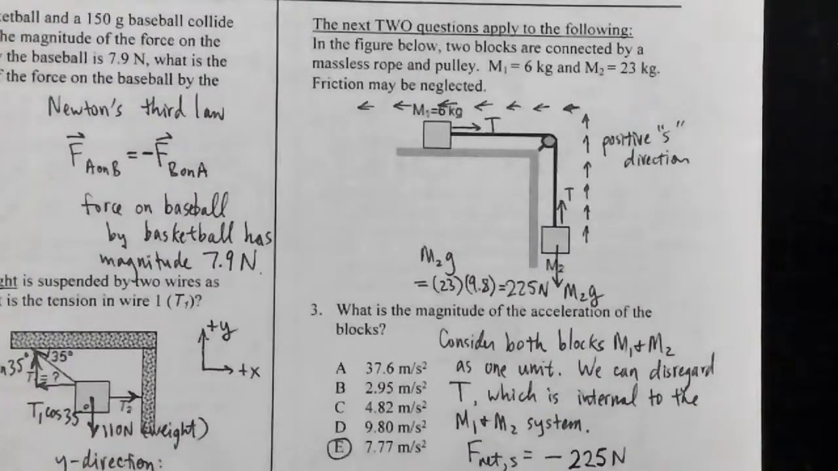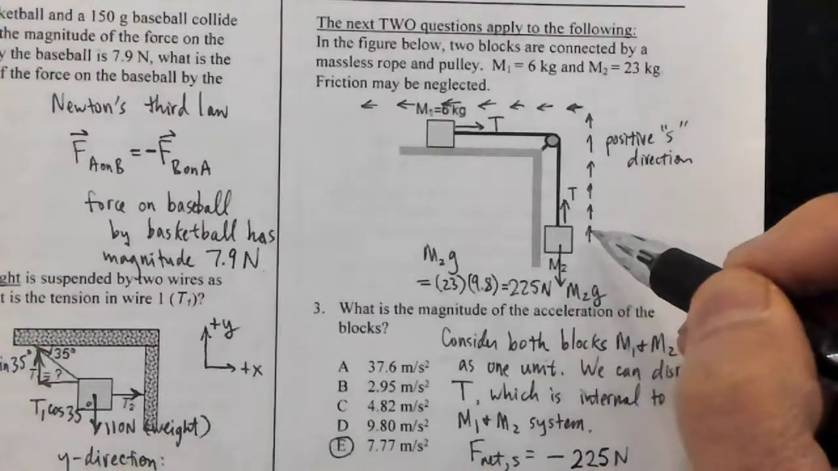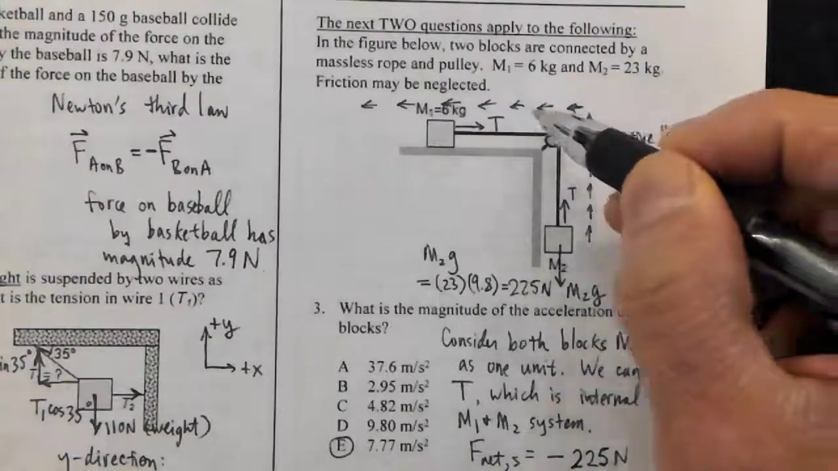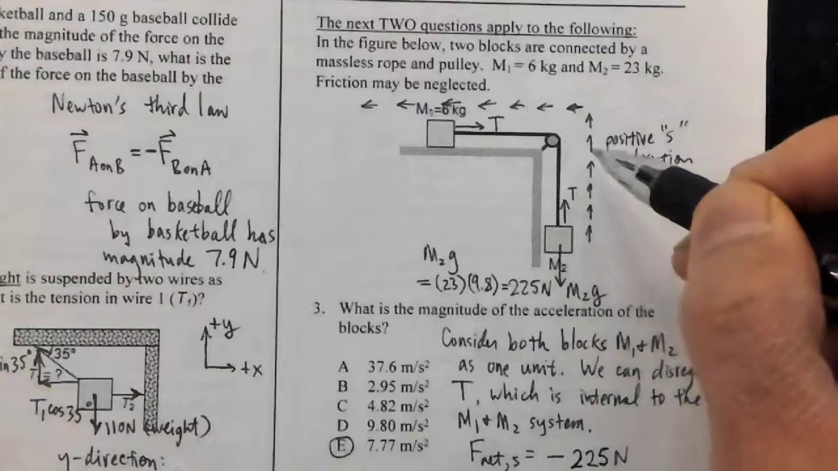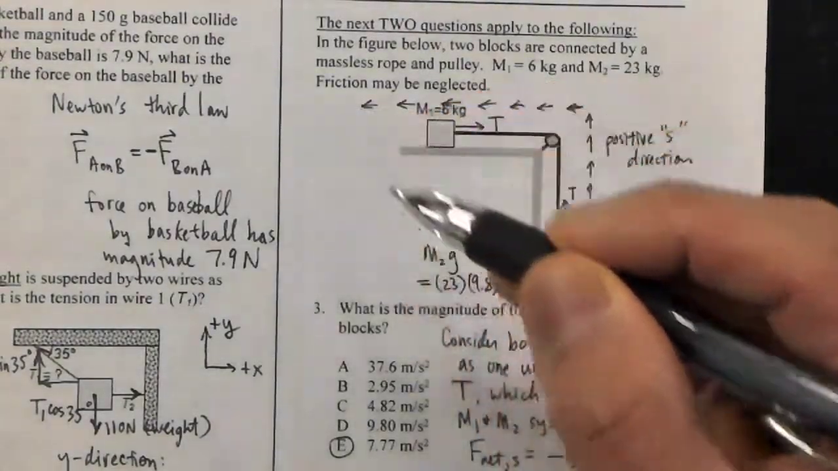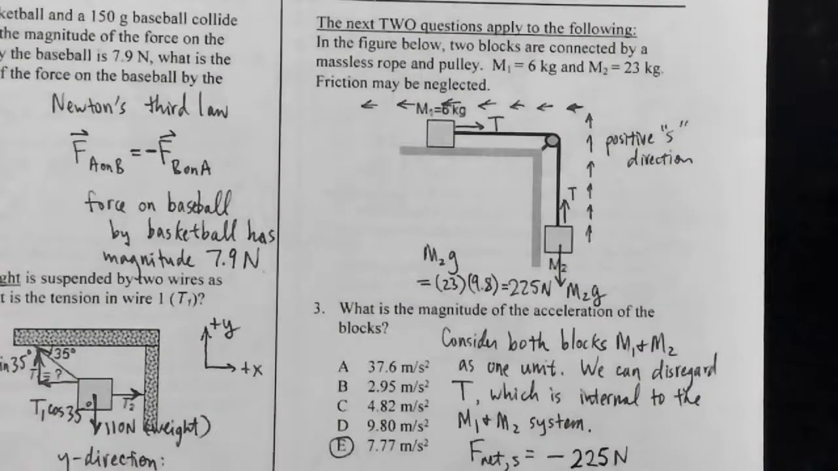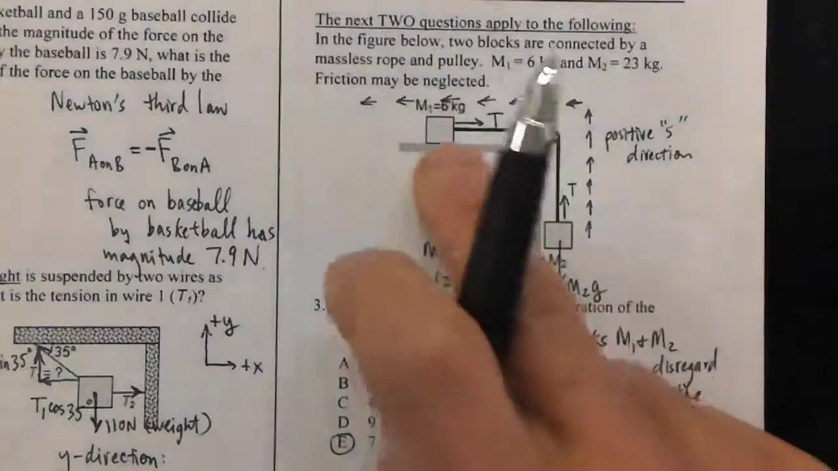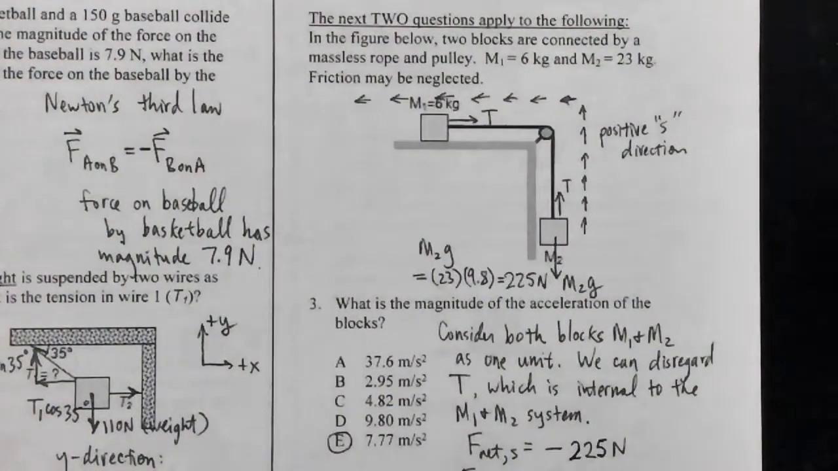So remember the shortcut way I taught you how to do these Atwood kind of problems. You just draw going upwards the snake-like direction that winds around. It goes up this way. This is a positive S direction, and then it goes like this, positive S direction. And then we're going to look at both blocks together as one unit.